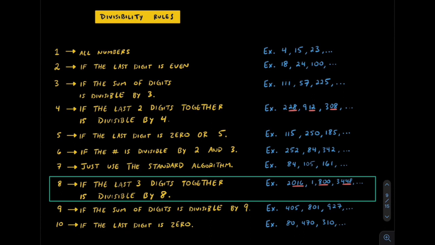Now 8's rule is a little bit similar to 4's, except we're going to look at the last 3 digits instead. If the last 3 digits are divisible by 8, then the whole number is divisible by 8. If that's confusing, you could also see if you could just divide the number by 2 3 times.